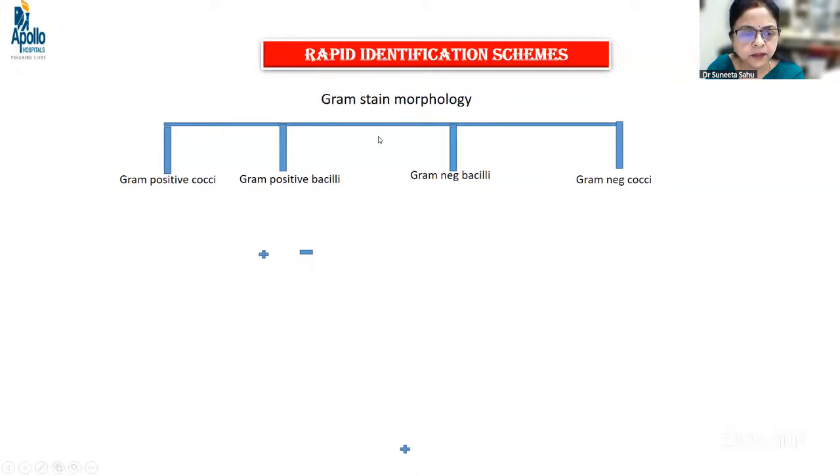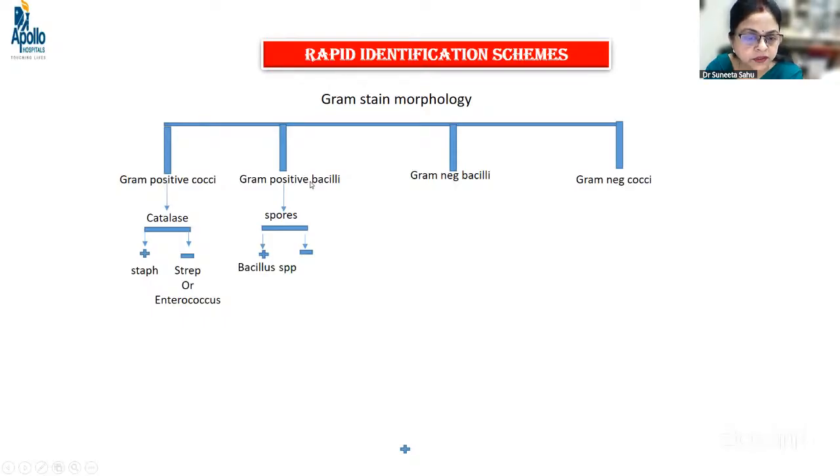When we do a gram stain, we see whether those are gram positive cocci, gram positive bacilli, gram negative bacilli, or gram negative cocci. So I have made an algorithm. If it is a gram positive cocci, to give a report fast, once it grows, we do a catalase. If positive, Staph. If it is negative, Strepto or Enterococcus.